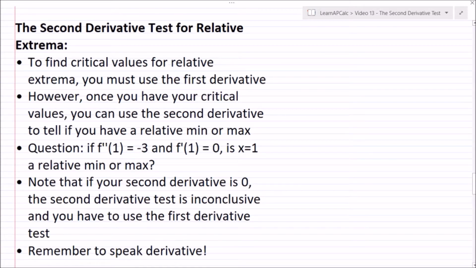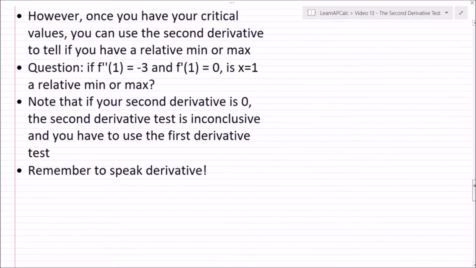So we get our critical values, and then we plug those into the second derivative. Now, a quick note about this. If your second derivative is 0, the second derivative test is inconclusive, and you must use the first derivative test. And as usual, remember to speak derivative.